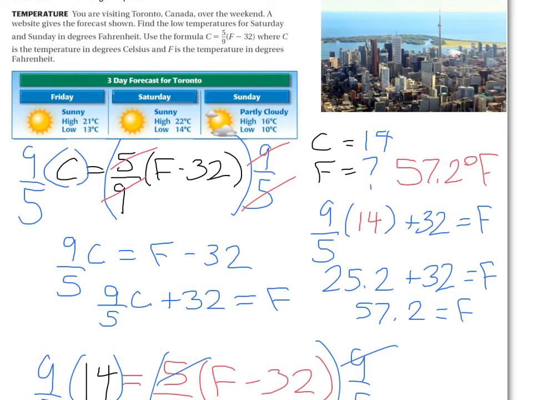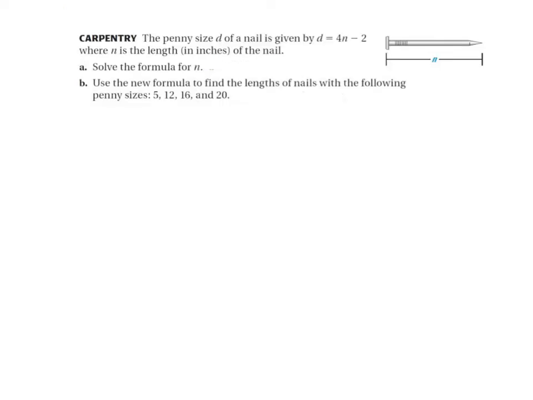Now that's what I want you to do for your problem. The penny size D of a nail is given by D is equal to 4n minus 2, where n is the length in inches of the nail. So n is in inches. I want you to solve the formula for n, which means to isolate n. Notice that right now D is isolated. I want you to solve the equation for n.